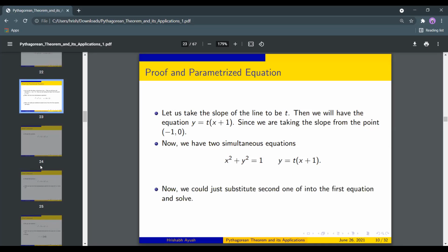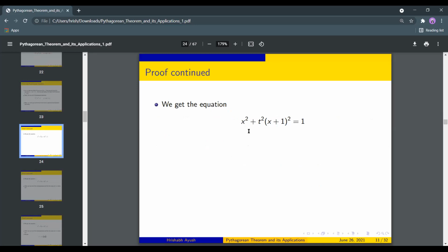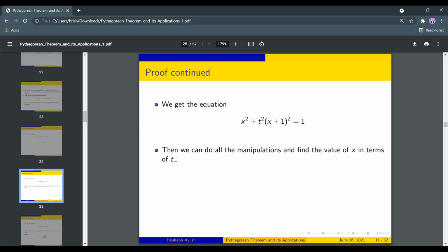Okay, so now we can just substitute the second one into the first equation and solve. So we get this equation after the substitution: x squared plus t squared times (x plus 1) whole squared equals 1. So we can apply the discriminant formula to find the value of x. We can do the manipulations to find the value of x in terms of t. So I'll give you 1 minute to find the value of x in terms of t from this equation. Actually try this out. You have 1 minute for it.